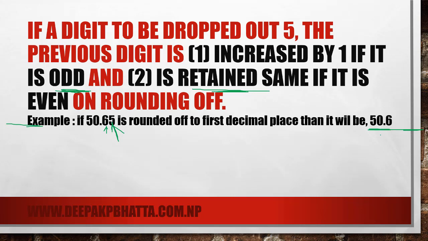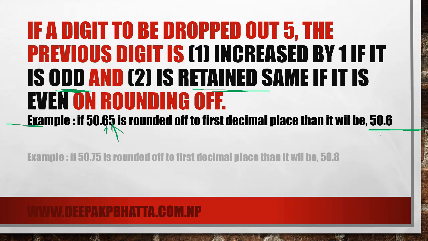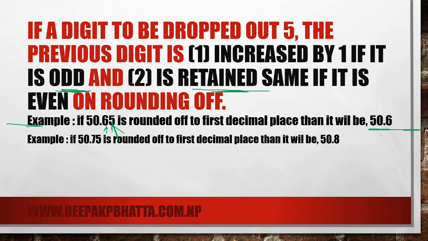We have to do nothing for this 6. This 6 is an even number. Even numbers mean 2, 4, 6, 8. These are to remain the same. And if we have the number 50.75, here is a 7, and 7 is an odd number. That's why, if it is odd, it should be increased by 1. That's why the answer should be 50.8, and the final answer is 50.8. These are the general rules for rounding off.